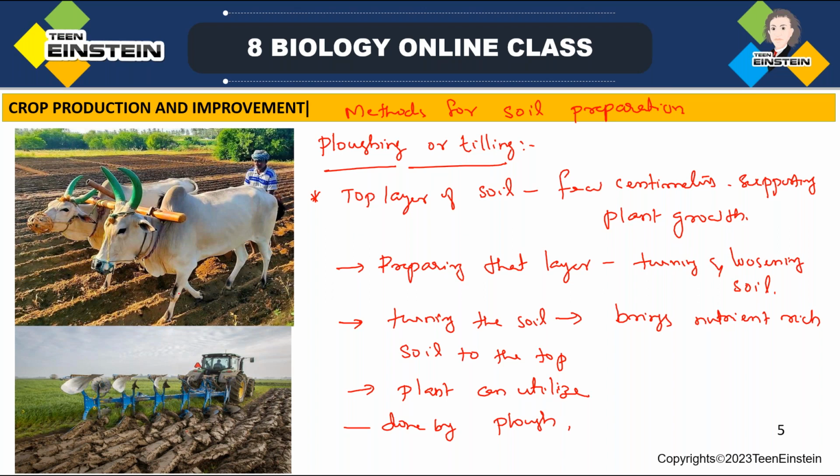Here the soil is turned and made loose, and the nutrient-rich soil from below comes toward the surface so that plants can utilize those nutrients efficiently, right? So if the soil is extremely dry, we need to water it before plowing. Okay, so this soil preparation or plowing can be done by using a plow.